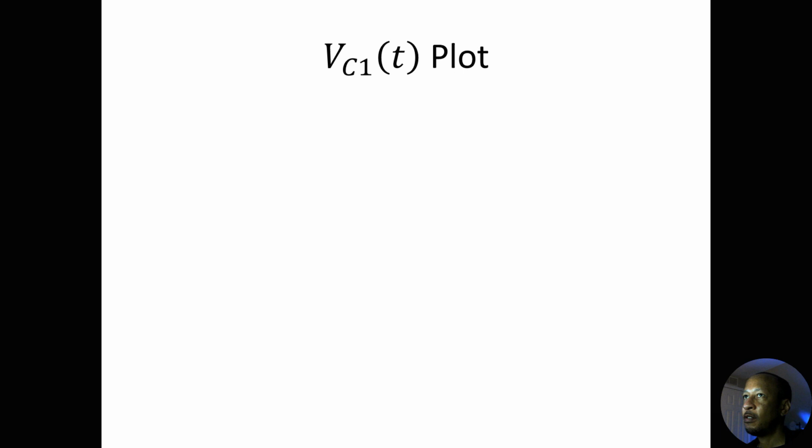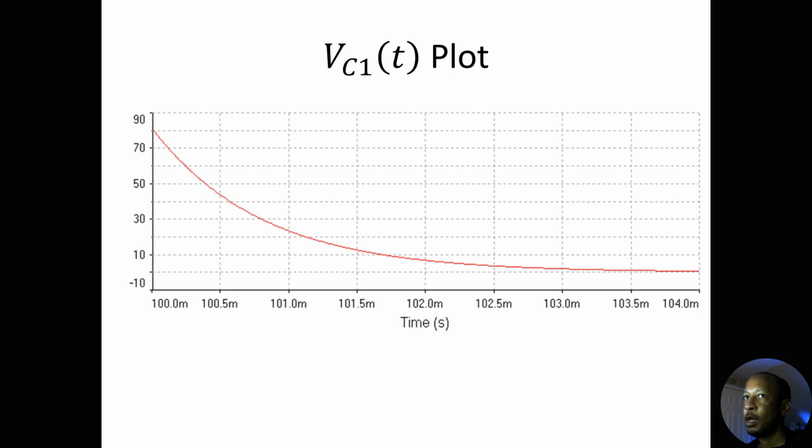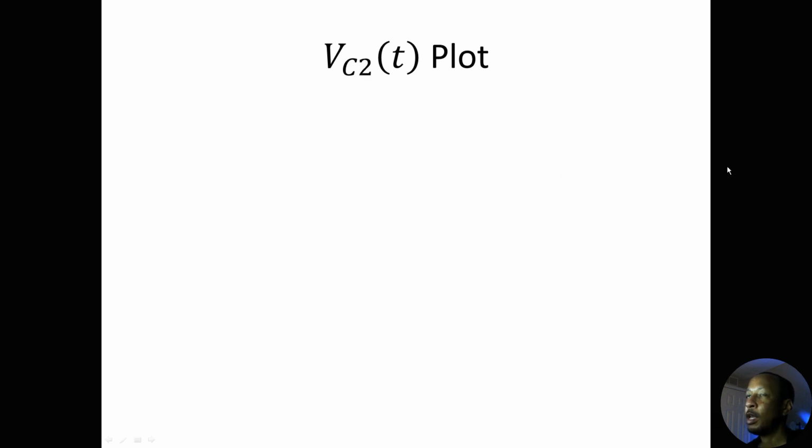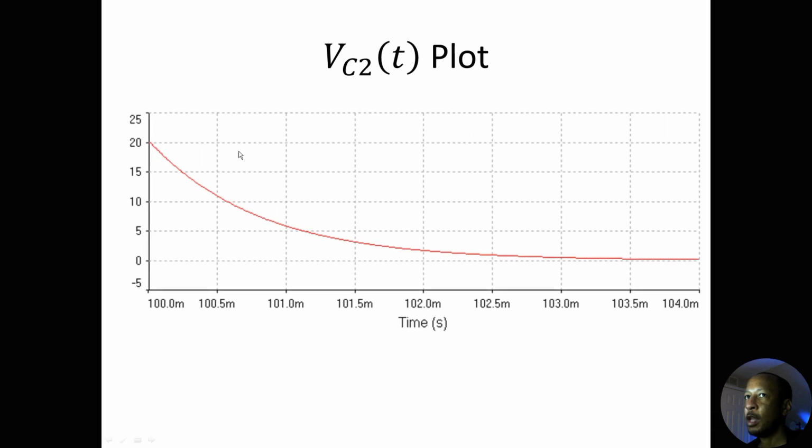Okay, and so for the VC1 of t plot, it looks like this, and as you can see, it starts off at 80 volts. Across that same time span, eventually it gets to 0 volts, and so that's what your VC1 of t plot will look like. Okay, and then finally our VC2 of t plot looks like this. It starts off at 20 volts. Across the same time span, it diminishes to approximately 0 volts.